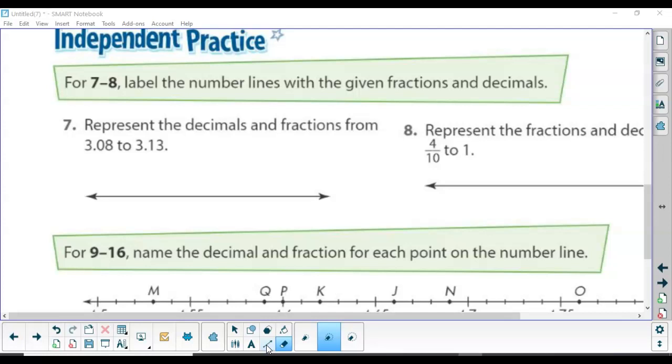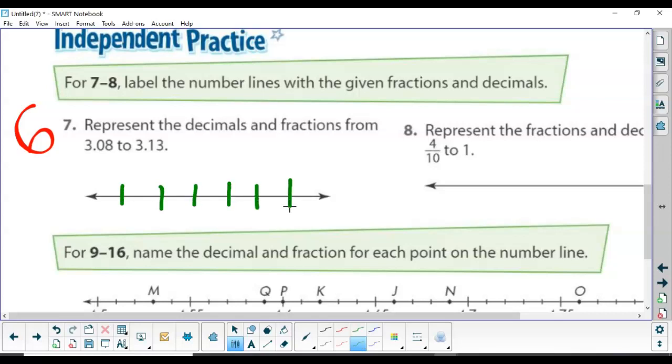So I have to do 3 and 800ths, 3 and 900ths, 3 and 1000ths, 3 and 1100ths, 3 and 1200ths, and 3 and 1300ths. So that is 6 different numbers I need to plot. So I need to make sure I have 6 lines on my number line. I'm going to do my best to just draw 6 lines: 1, 2, 3, 4, 5, 6. They don't have to be perfect. It is very hard to draw them and make them perfectly spread apart.